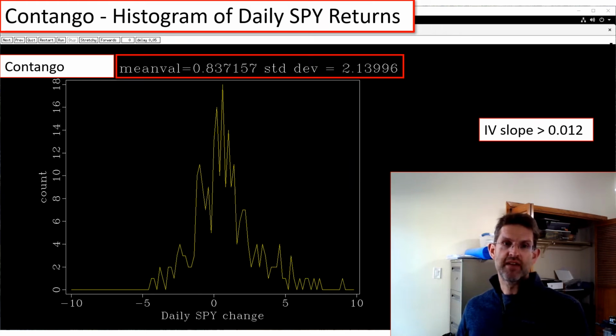Here's a histogram of the SPY daily returns from days when the IV slope was in contango. We have an expected value of 84 cents. That's fantastic. So on average, on these days, the SPY will rise by 84 cents. And the outliers are mostly to the upside. The standard deviation is $2.14. So this is a good time to be long.